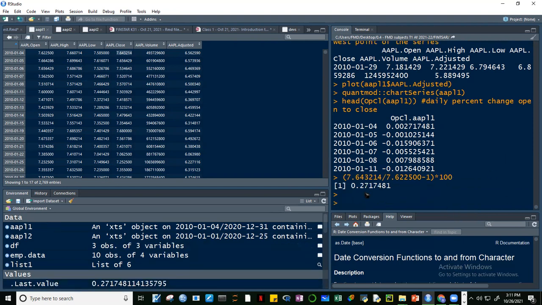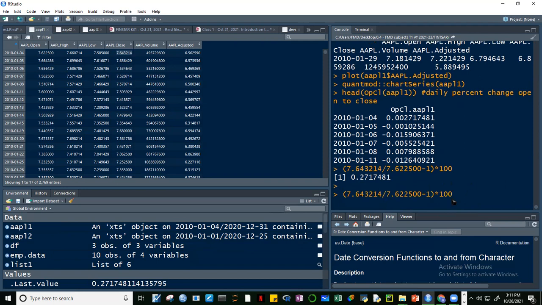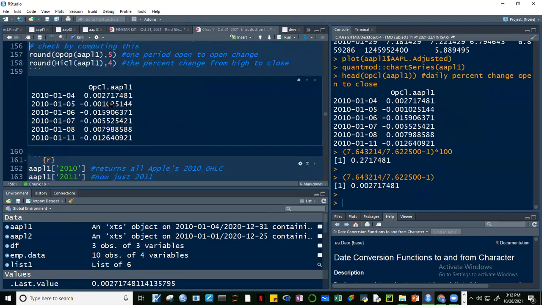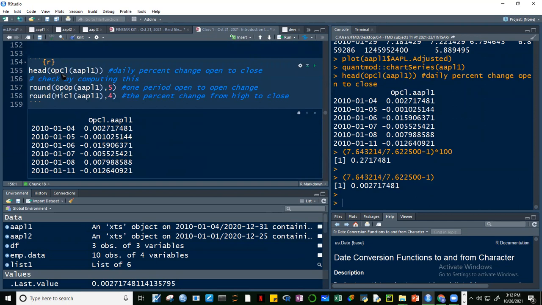So that's 0.27%, or in decimal, let me delete the times 100. Okay, so that's 0.002717. And how did it compare to the result generated by R? 0.002717481. Okay, exactly the same. So the combination of OpCl here, guys, this function, opening, closing of the object Apple1 will give us the percentage change between the opening and the closing for that specific day.